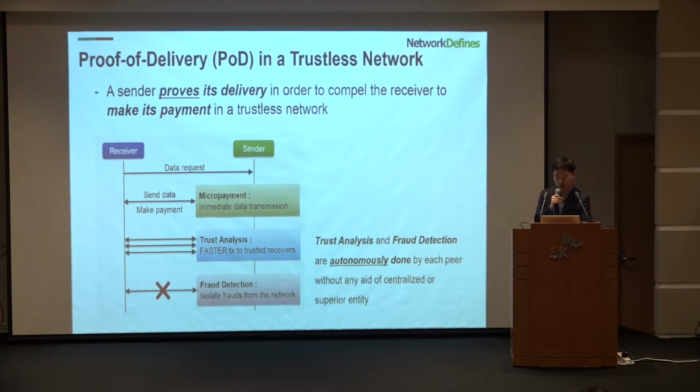Proof of delivery is composed of three logical components. The first one is the micropayment, which I talked about earlier, for immediate data transmission, although it suffers from low performance. The second one is trust analysis, to provide faster transmission to trusted receivers. The final one is fraud detection, which isolates frauds from the network so you can limit data delivery to a fraud. Trust analysis and fraud detection are done autonomously by each peer without any aid of a centralized or superior entity.